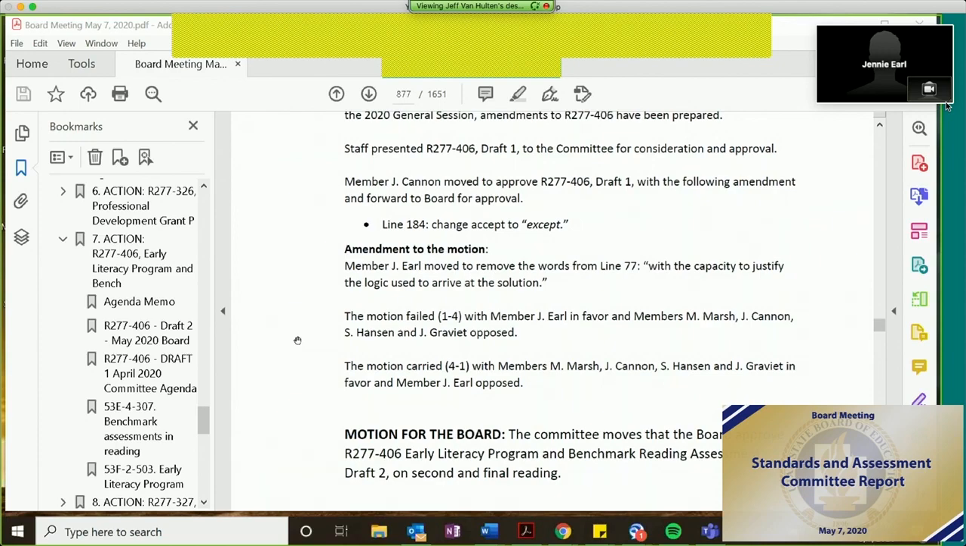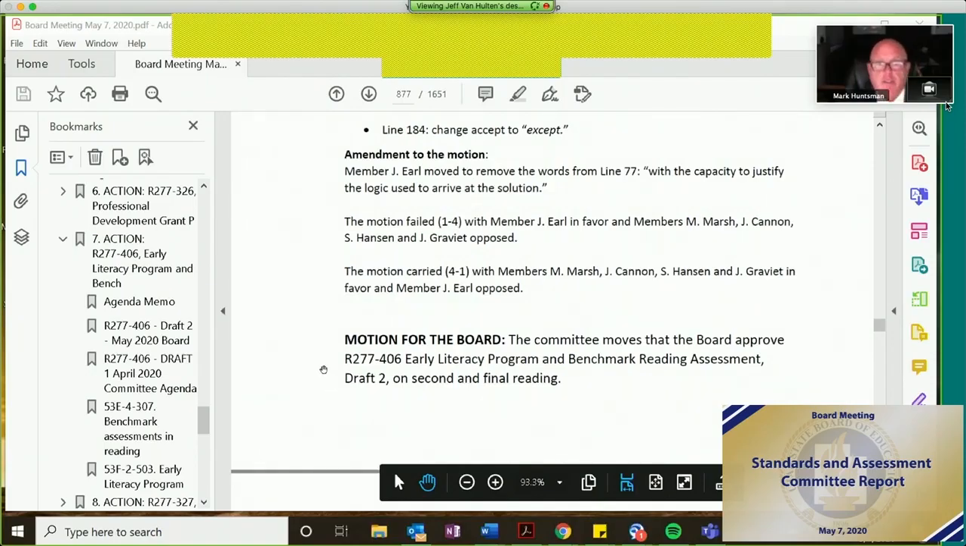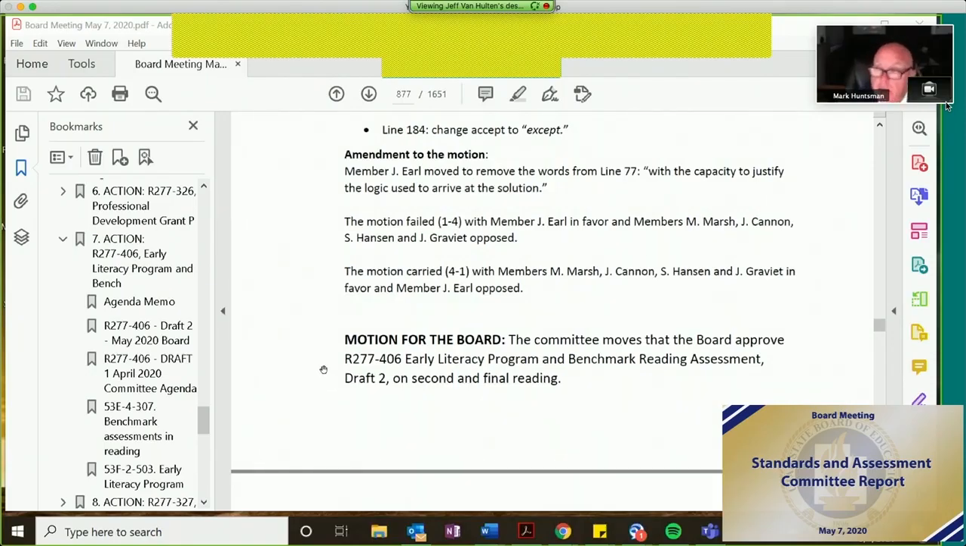Any further discussion? None. Okay, we're going to vote on this. The motion before the board is that the board approve R277-406 early literacy and benchmark reading and draft 2 on second and final reading. Board member Bolter, No.